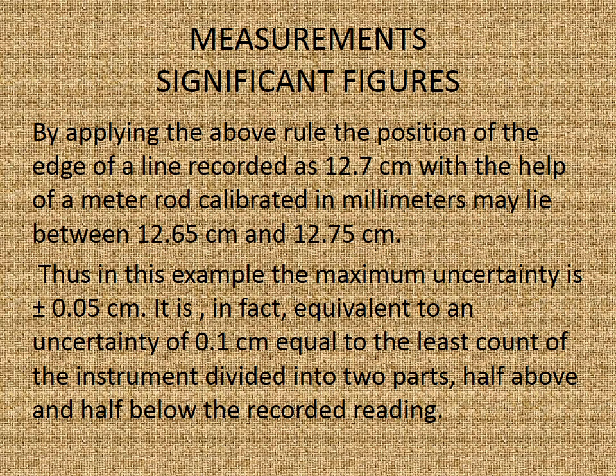By applying the above rule, the position of the edge of a line recorded as 12.7 centimeter with the help of a meter rod calibrated in millimeters may lie between 12.65 centimeter and 12.75 centimeter. Thus, in this example, the maximum uncertainty is plus minus 0.05 centimeter. It is in fact equivalent to an uncertainty of 0.1 centimeter, equal to the least count of the instrument, divided into two parts, half above and half below the recorded reading.